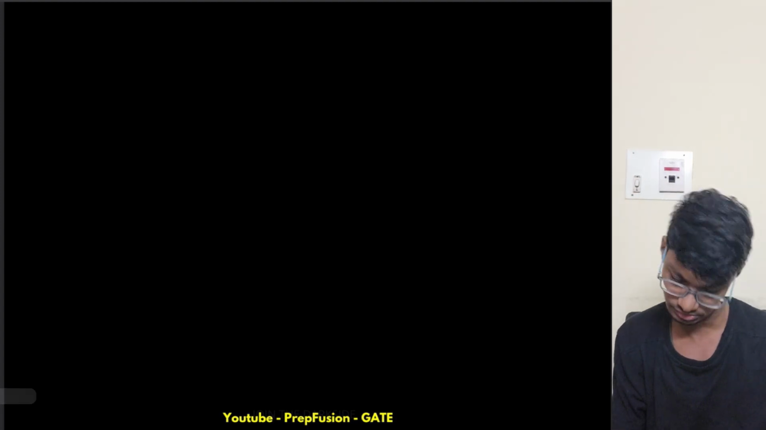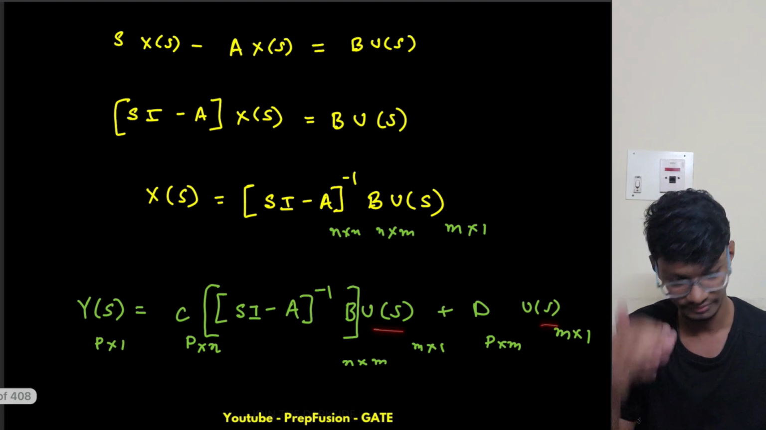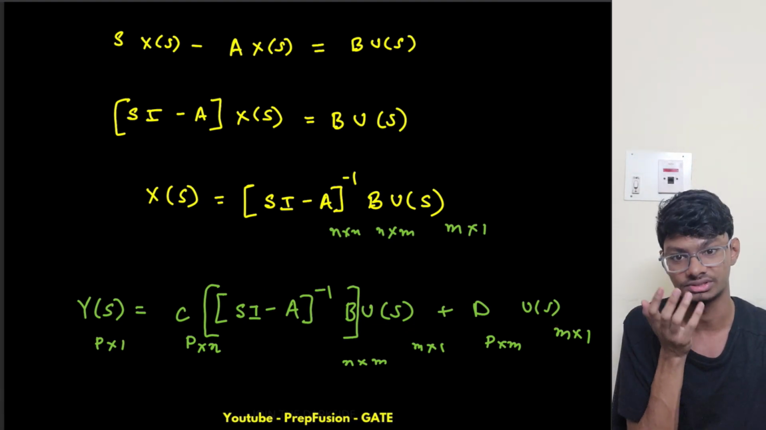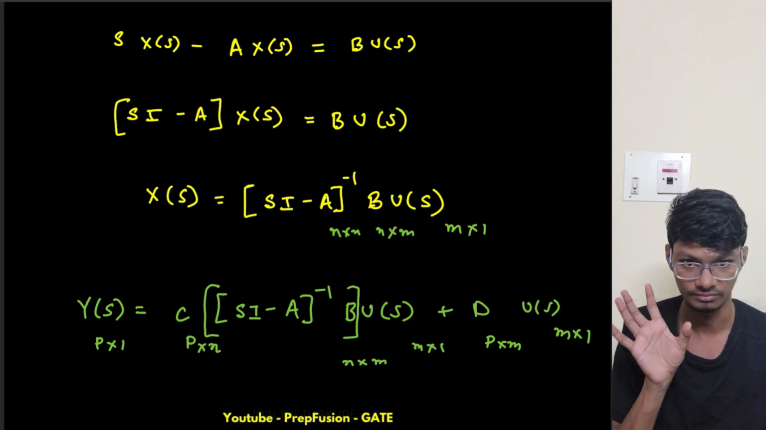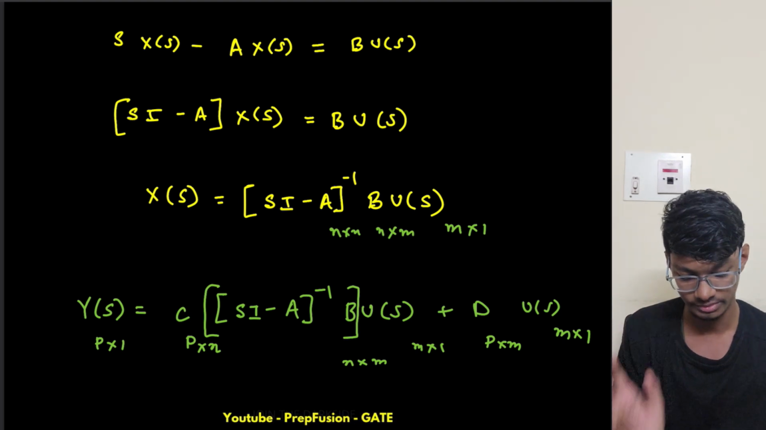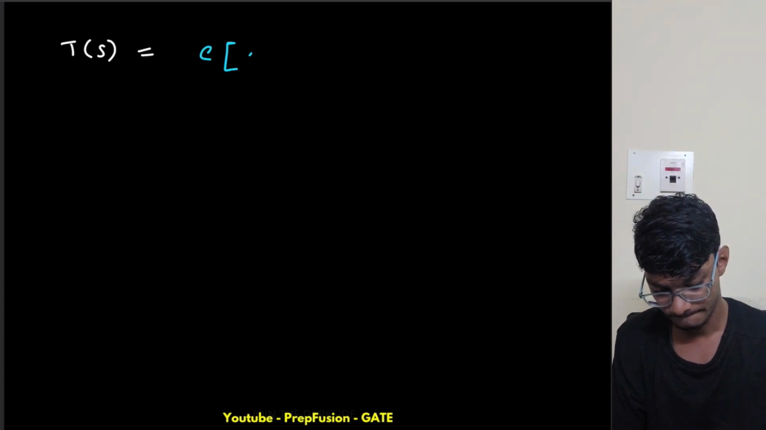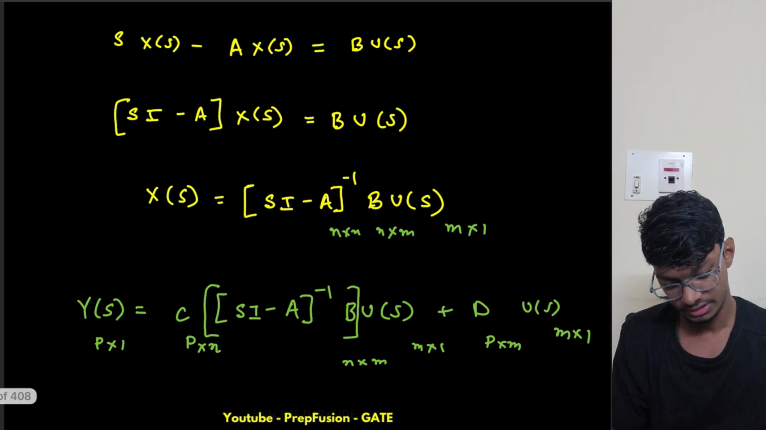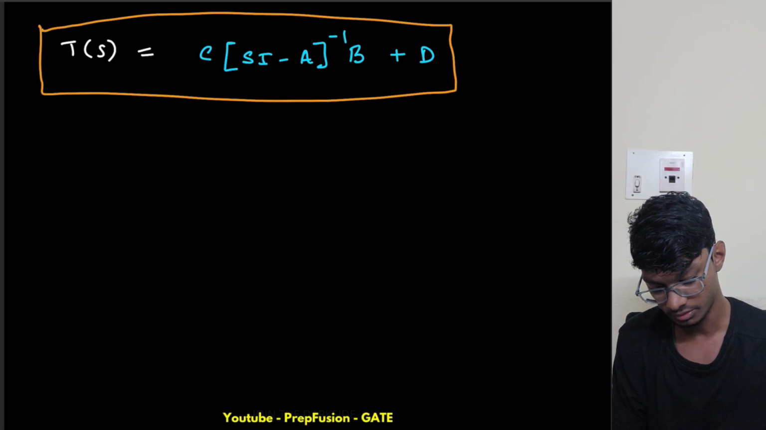So what is my transfer function? If I take U in post multiplication common here and divide it, or you can say if I do U inverse, because U of s will be m cross 1 only, then my transfer function will be C into (sI minus A) inverse times B plus D. So this is a very important formula.